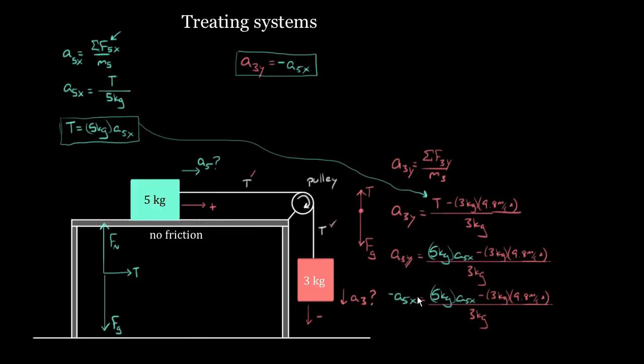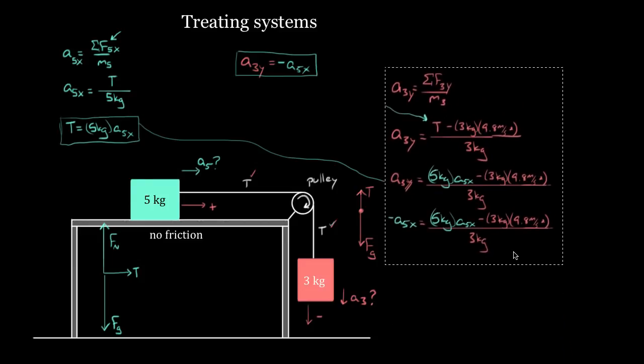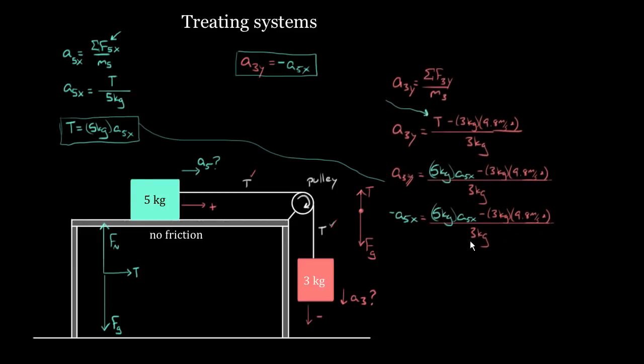It's on both sides, so I'll need to combine these and then isolate it on one side. So there's going to be a little bit of algebra here. Let's just take this. Let's give ourselves some room. Move this up just a little bit. Okay, so what do we do? We're going to solve for a5x. Let me just get rid of this denominator. Let me multiply both sides by 3 kilograms.